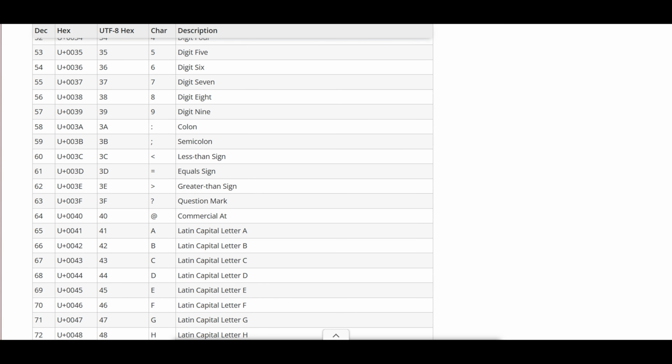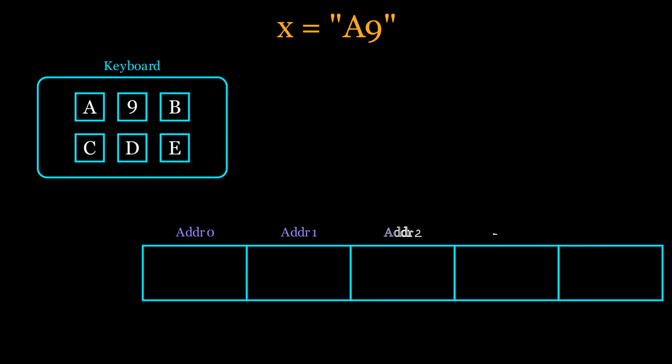Similarly, let's locate the digit 9 in the encoding table. Notice that when you press 9 on your keyboard, it is mapped to the decimal value 57 in memory. Now consider a string variable, such as x equals A9. In this case, the computer stores a sequence of characters. Let's observe the following demonstration to see how these individual character values are organized and stored together in memory.